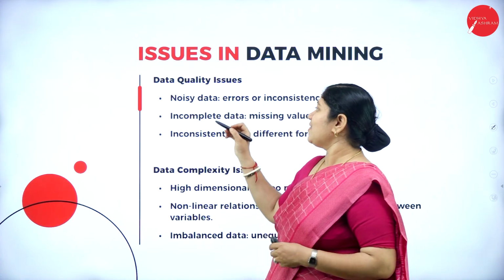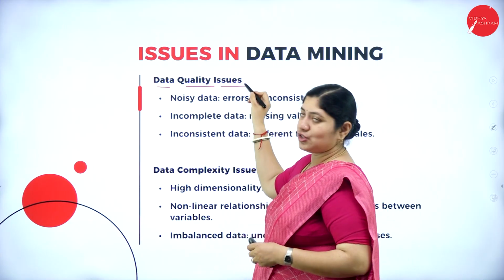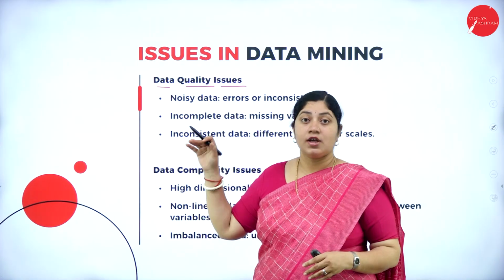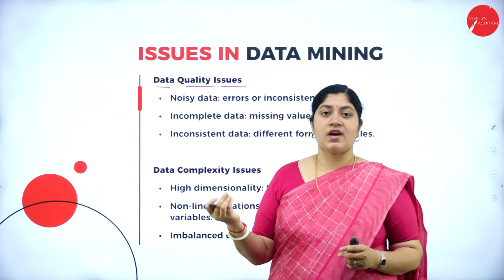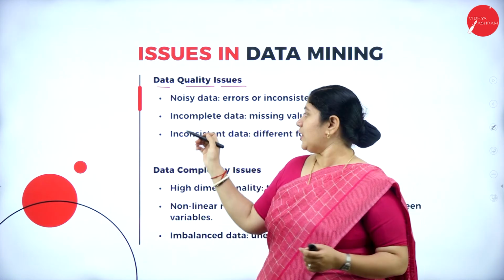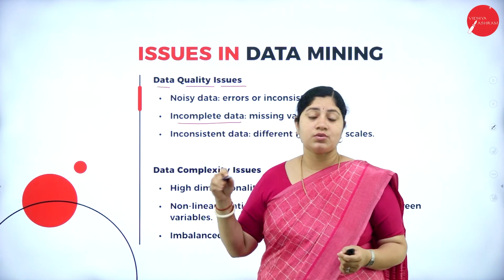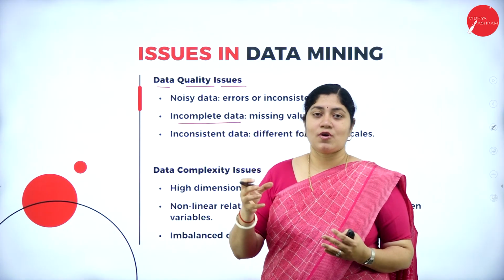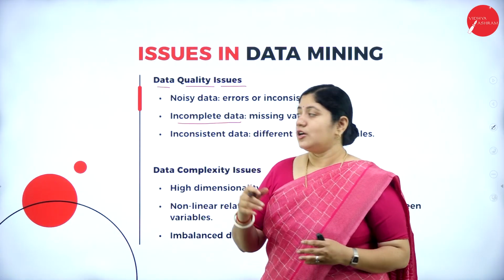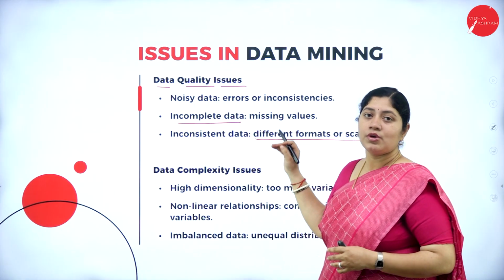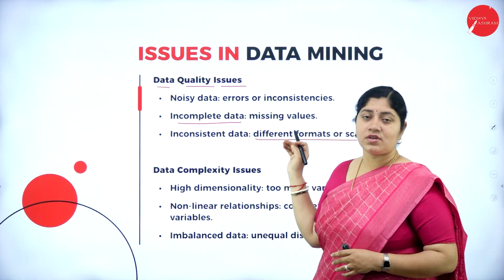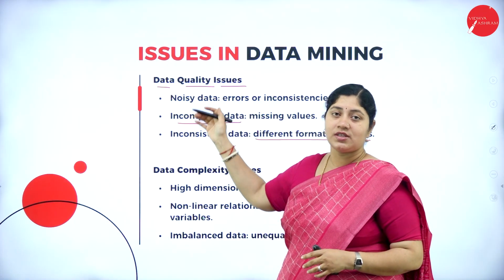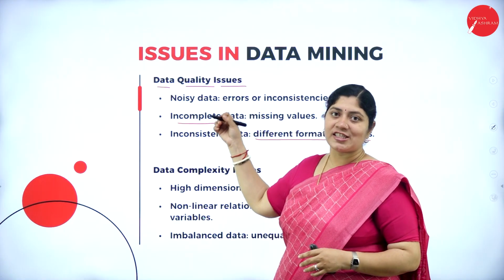The starting and key issue is data quality. Under this, we can expect a few types, like noisy data occurring due to errors, and incomplete data due to missing variables or missing values. Also, there is something called inconsistent information, which forms through different formats of information or data. So these are the key issues faced under data quality.